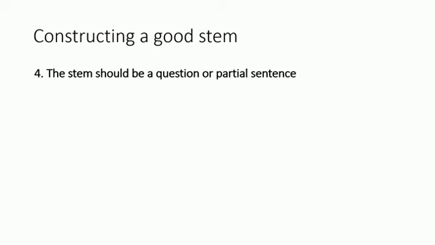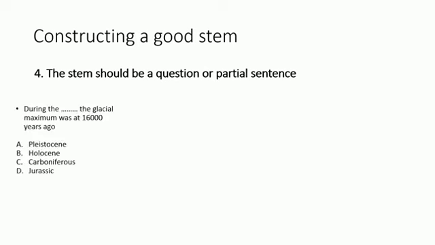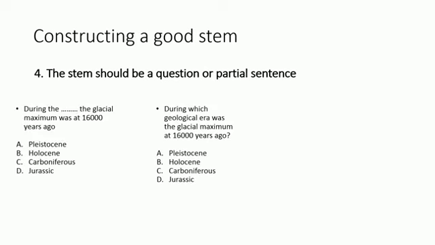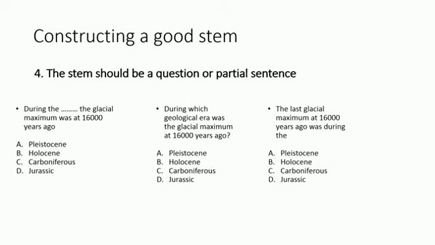The stem should be a question or partial sentence. Again, it's not all hard and fast. Here are 3 examples of typical multiple choice questions expressed in a different way. During the blank, the glacial maximum was at 16,000 years ago. During which geological era was the glacial maximum at 16,000 years ago? The last glacial maximum at 16,000 years ago was during the.